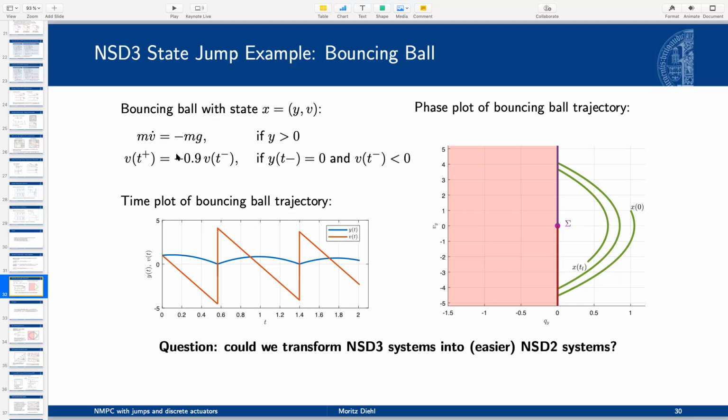If you look at the time plot of that, here's the height in blue, it's jumping. But the velocity, which is a state, is just going down until it hits the ground, then it's going up with 90%, but the other sign, goes down because of gravity until it hits the ground again and positive. So you see the jumps.